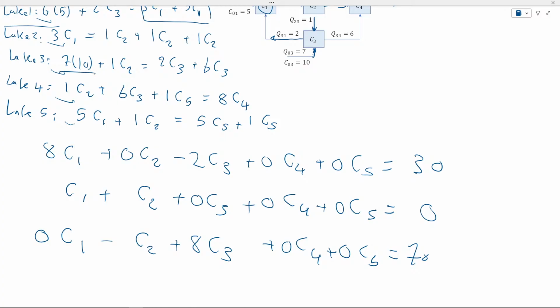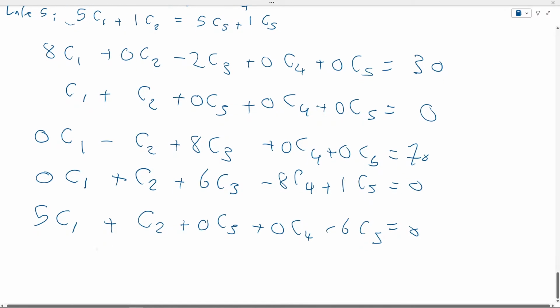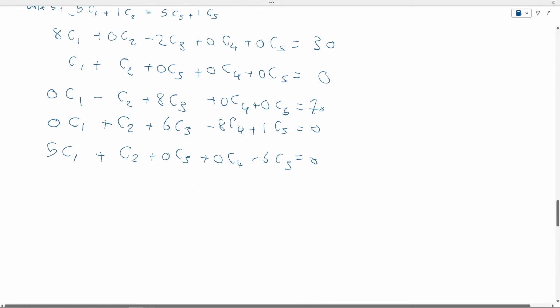And the fourth equation, I got like 0 of C1 plus C2 plus 6 of C3 minus 8 of C4 plus 1 of C5, that is equal to 0. And my last equation here, I got 5 of C1 plus 1 of C2 plus 0 of C3 plus 0 of C4 minus 6 of C5, that's equal to 0. Okay, so now I have something that looks like this.